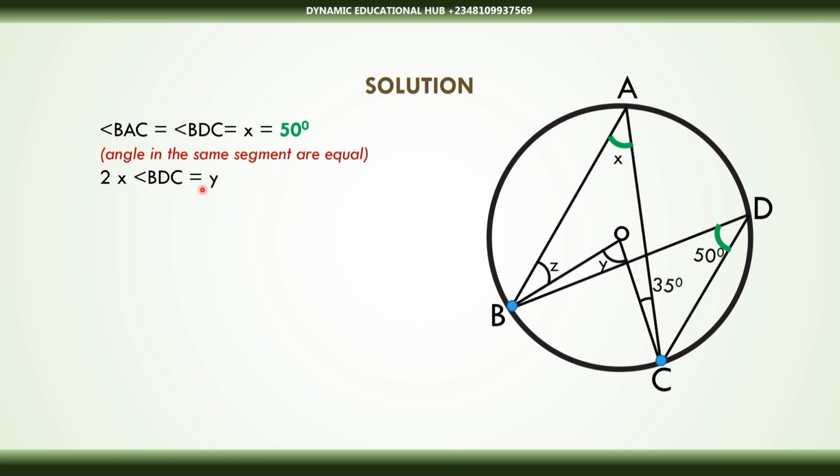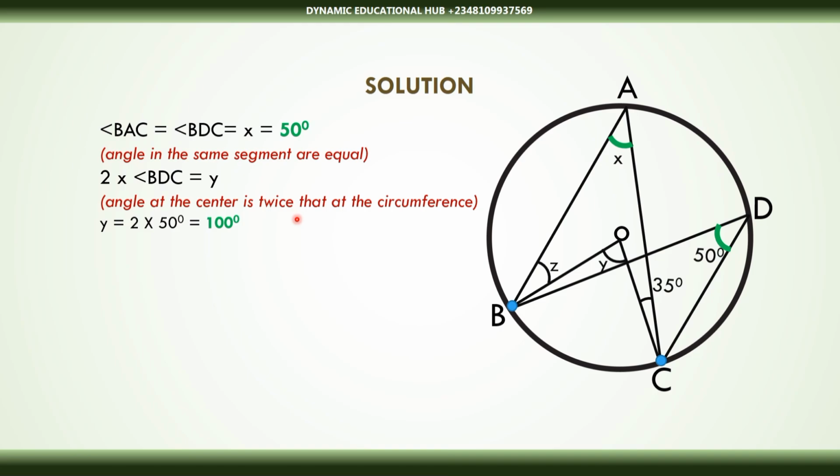That is what is written here. So angle at the center is twice that at the circumference. Now obviously y will now be what? 2 multiplied by 50 degrees, and 2 multiplied by 50 degrees will give us 100 degrees. So we've gotten the value of y. The next thing is we want to find the value of z.